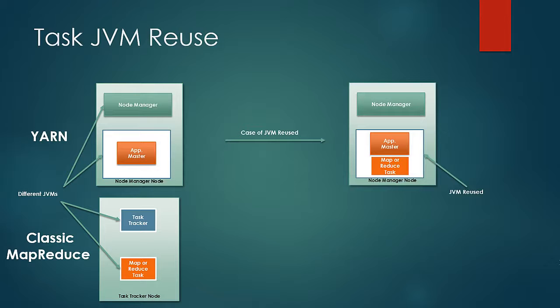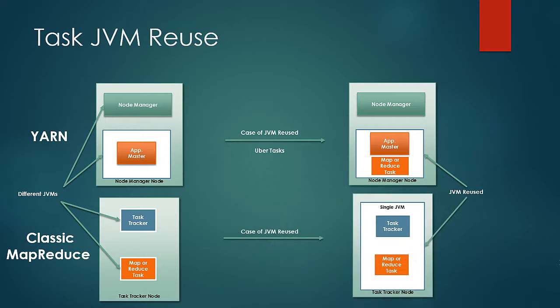The tasks which qualify as small tasks are known as Uber tasks in YARN, and they are launched and run on the same JVM as the application master. In the case of MapReduce 1, the task tracker shares the JVM with the map or reduce task. The property mapred.job.reuse.jvm.num.tasks decides how many tasks can be run on the JVM. 1 is the default, and -1 can be set to indicate there is no limit to reuse the JVM.